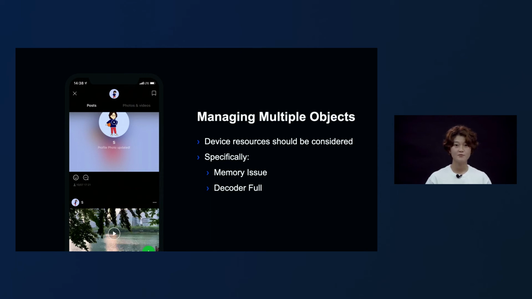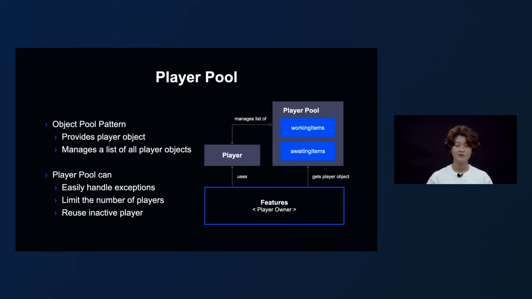These exceptions should be handled by releasing unnecessary media, but if each feature manages the player separately, it will be difficult to get all the player objects to find the player which has the unnecessary media. So I created the player pool using the object pool pattern. In the features requiring playing media, the player object is not created directly, but can be obtained by sending a request to the player pool.